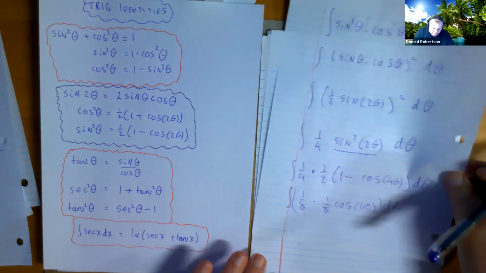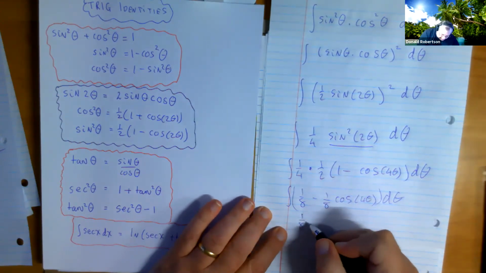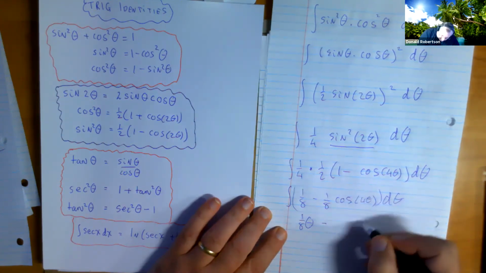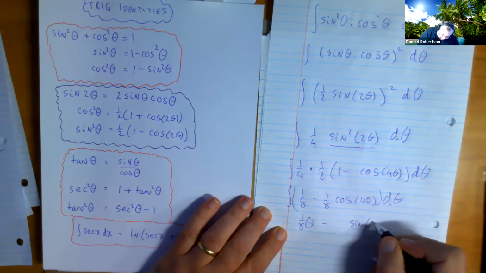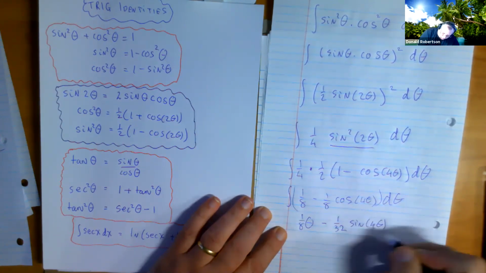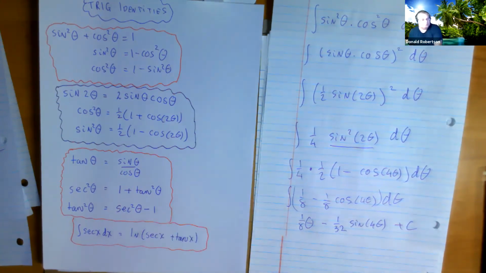Right, I don't need to do any U subs here. This guy is 1/8 theta. And this guy, well, if you integrate a cosine, you get a sine. Because it's 4 theta, you get an extra quarter. So that's where the 32 comes from with my C.